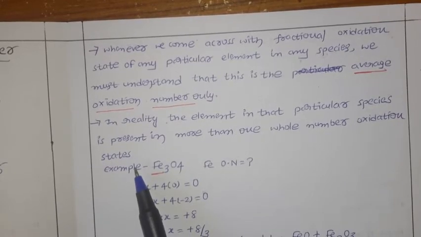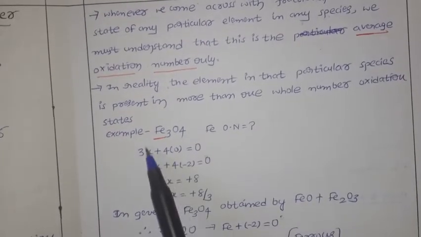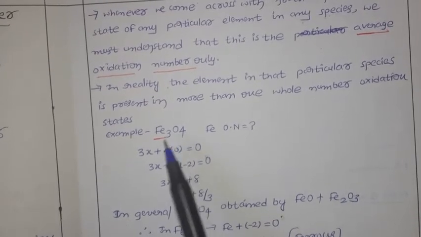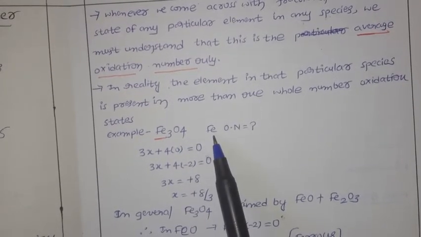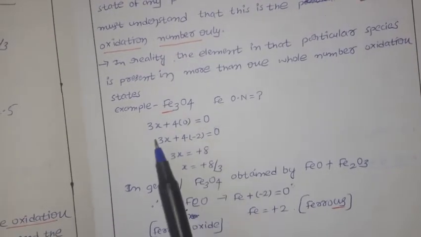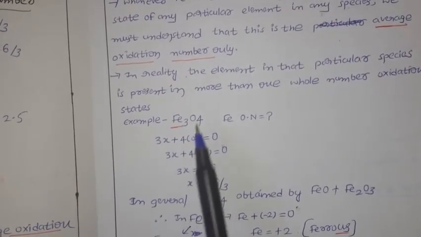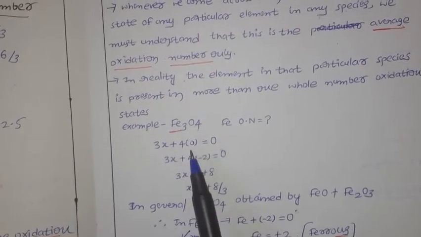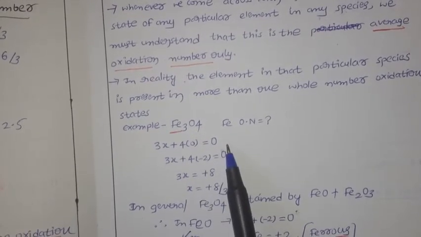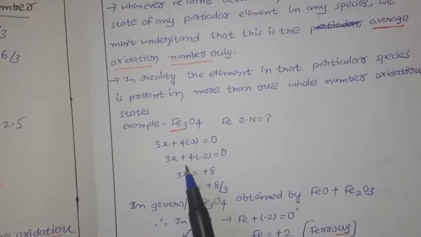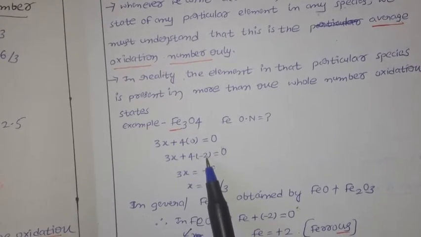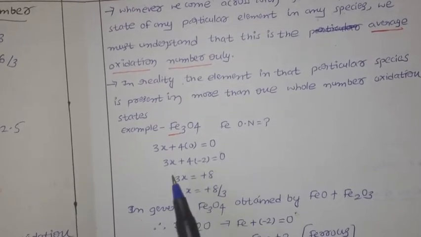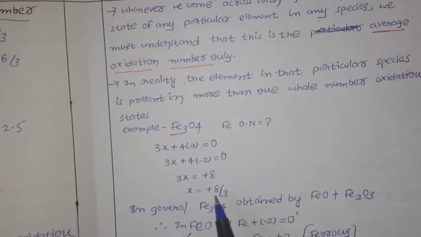Generally, if you see here, we have the iron oxide Fe3O4. In that, if you calculate the iron oxidation number, here we have 3 iron atoms, so 3x plus 4 oxygen atoms equal to 0. Why? Because for a neutral species the sum of the oxidation numbers should be equal to 0. Now 3x plus 4 into minus 2, because the general oxidation state of oxygen is minus 2, equal to 0. Now if you go for simplification, we have x equal to plus 8 by 3.